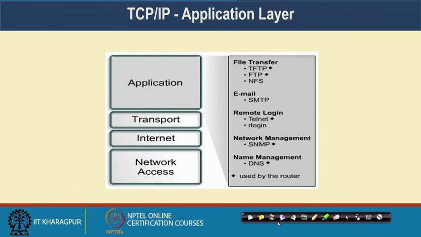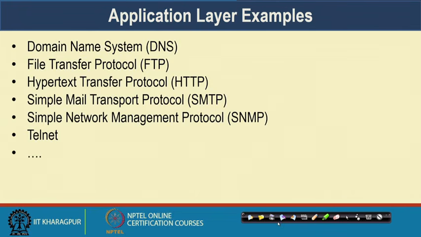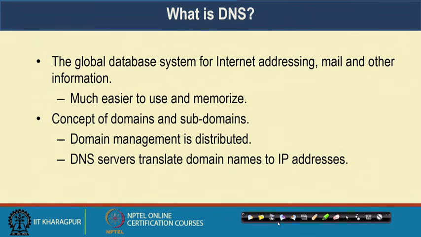If you just quickly recollect, we have seen that in the application layer there are various protocols, like some related to file transfer, email, remote login, network management, and there is name management or name resolution, which is DNS. So, domain name system, FTP, hypertext protocol, and so on are some of the important protocols. Today, we will discuss the domain name system or DNS. So, what is DNS? It is a sort of a global database for internet addressing, mail and other information.